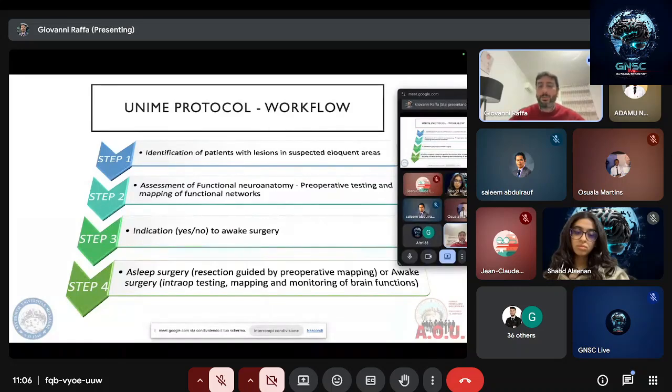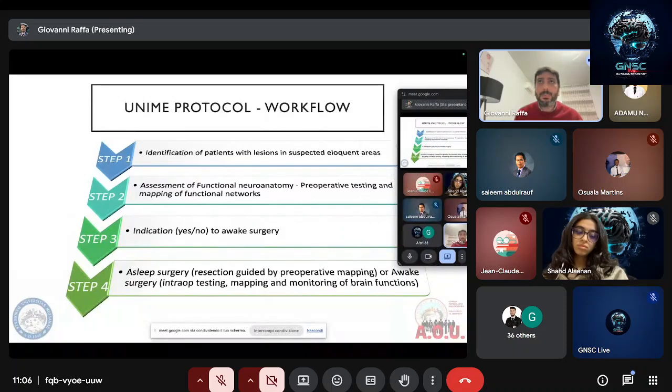When I identify a patient with a lesion in a suspected eloquent area, I perform my NTMS preoperative mapping and planning, trying to understand if the lesion is really involving the eloquent networks or not. And then we decide if we want to perform an awake surgery or not. Of course, if the lesion is really close to the language network, for example, we can decide to go with an awake surgery.